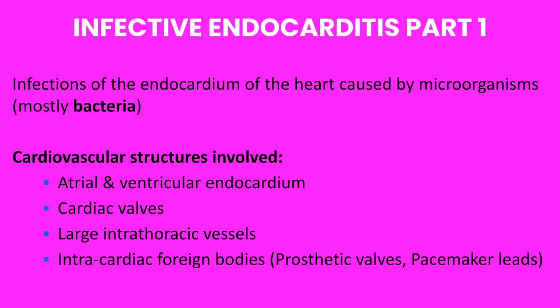Several locations. First, the atrial and ventricular endocardium, the inner lining of the heart chambers themselves. Second, and most commonly, the cardiac valves. This is the classic location, particularly the mitral and aortic valves on the left side of the heart. Third, large intrathoracic vessels near the heart can be involved. Finally, intracardiac foreign bodies are particularly vulnerable. This includes prosthetic valves, artificial heart valves, and pacemaker leads. These foreign materials provide surfaces where bacteria can adhere and establish infection.